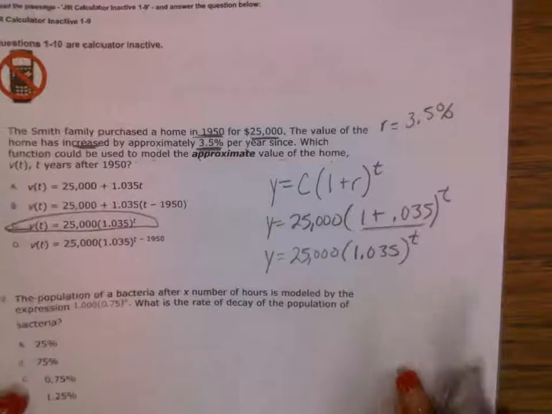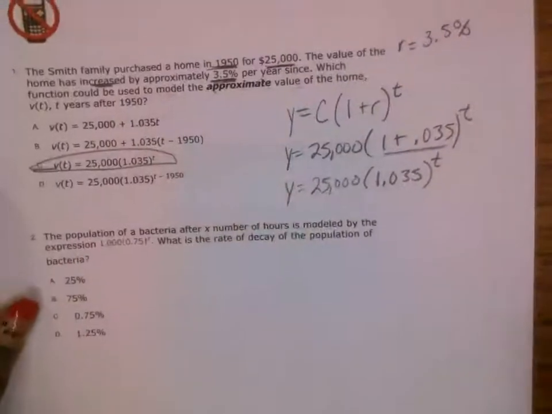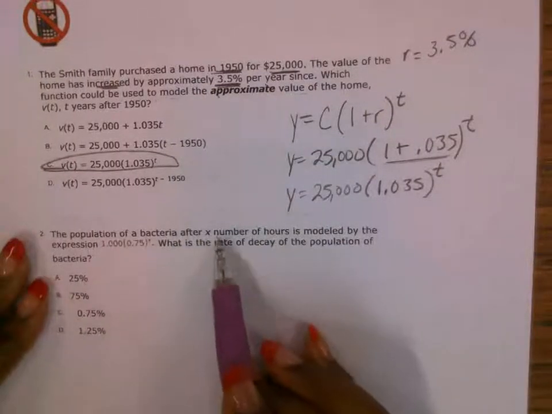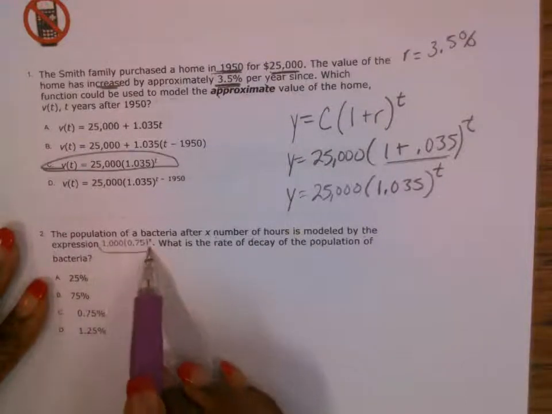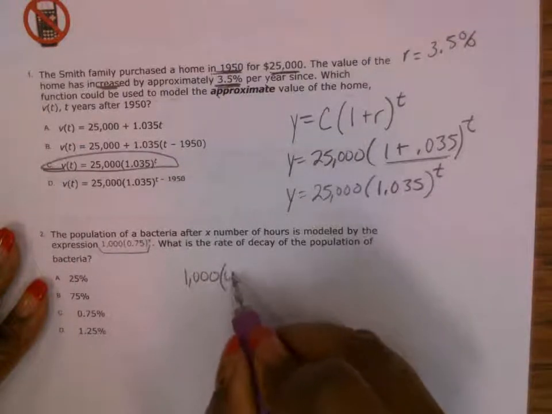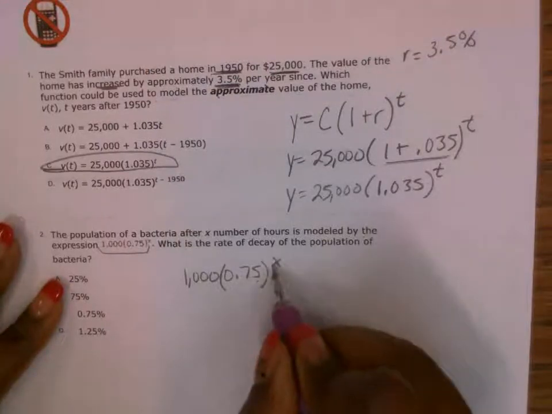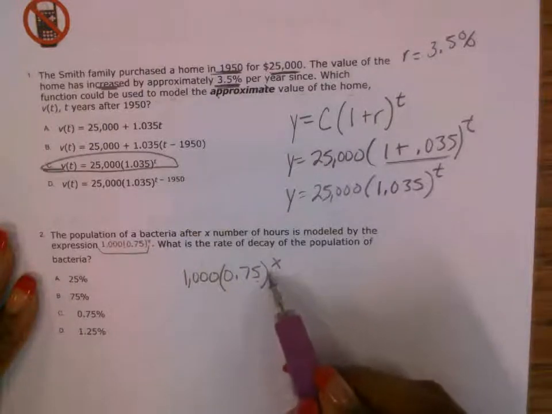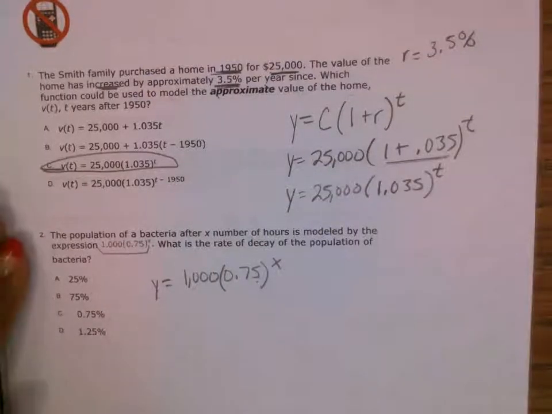Okay. Number 2, the population of bacteria. Any questions about number 1? Number 2, the population of bacteria after x hours is modeled by the expression. This is the expression right here, and I'm going to rewrite it. It's 1,000 times 0.75 to the x power. This is an exponential function because it's raised to the x power. The only thing that's missing is they didn't put y is equal to, and you can do that.